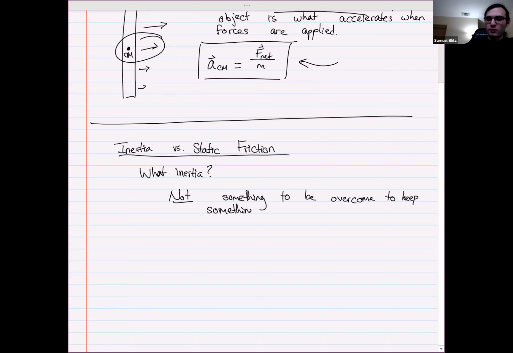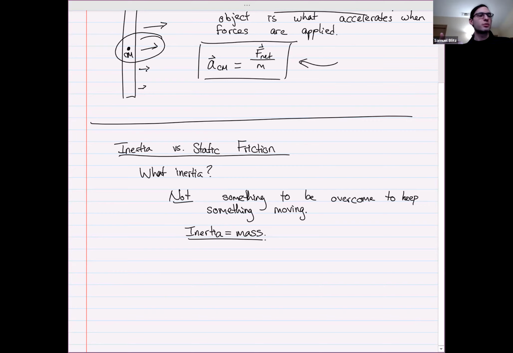Like you might say, oh, I have to overcome the inertia to get this truck moving. So it takes a lot of power to get this truck moving because it has a lot of inertia. That's wrong. You're not overcoming inertia. That's an incorrect notion. Inertia literally is just mass. It's an old term for mass, but it kind of got this misconception that it's something that you overcome. So I want to dispel that myth right away.